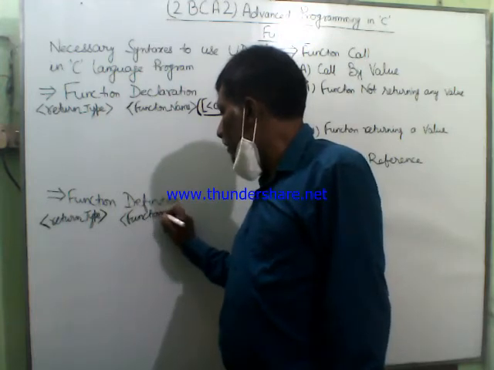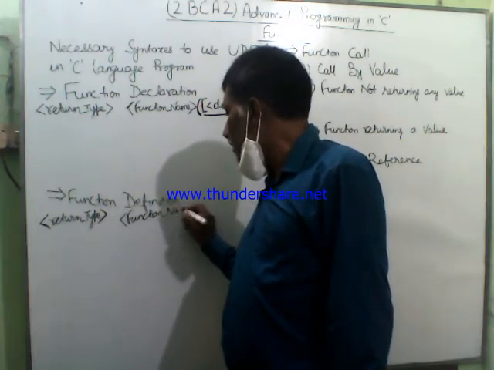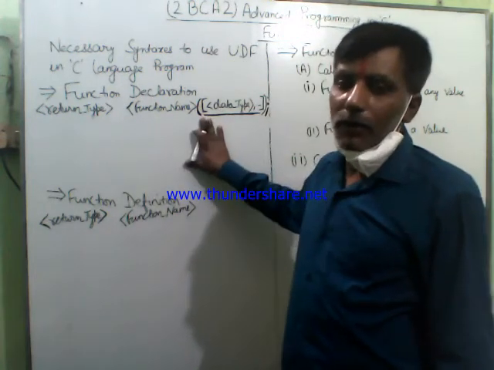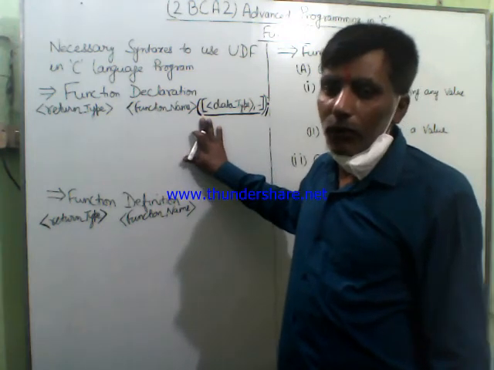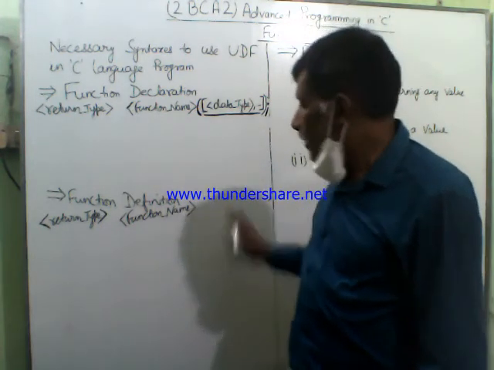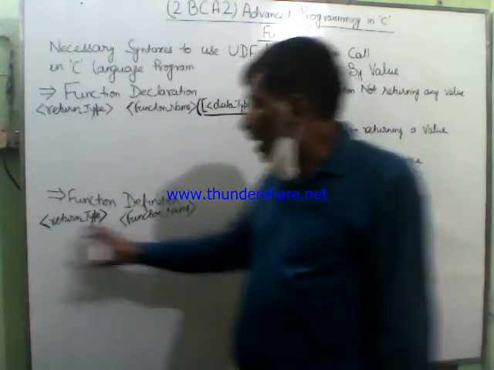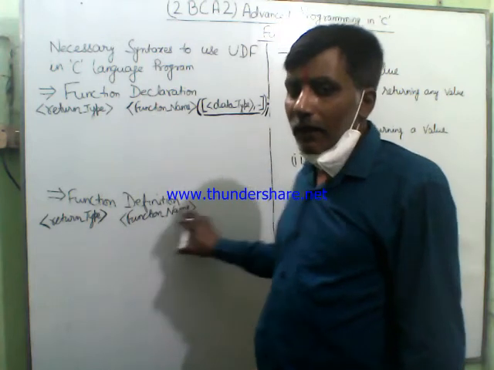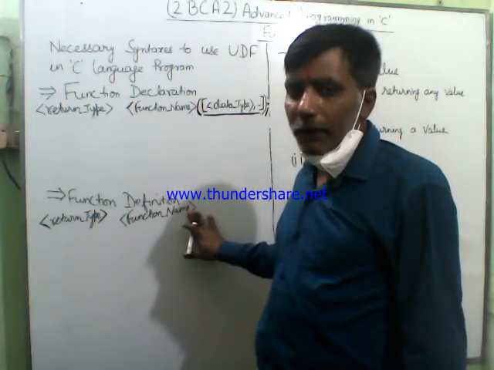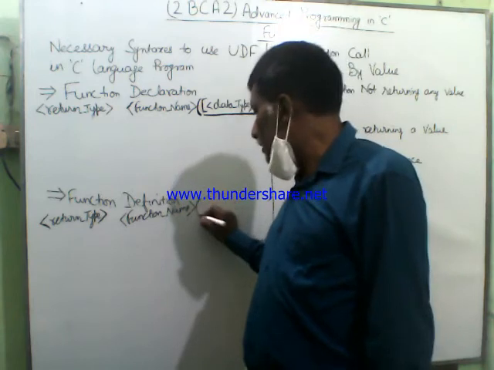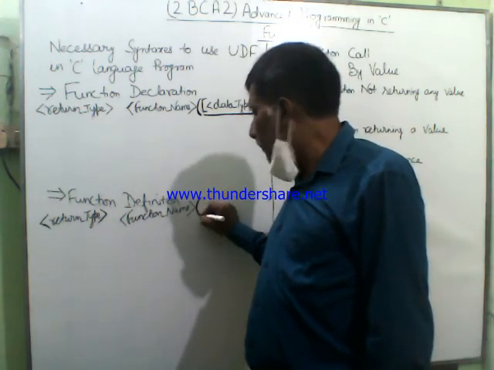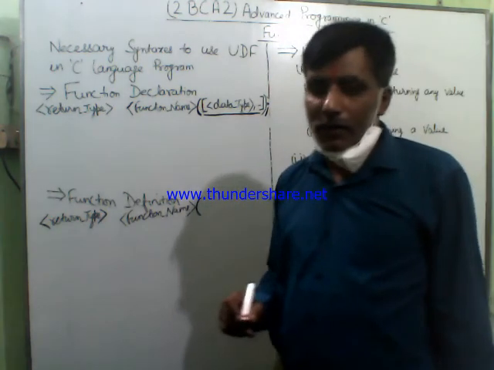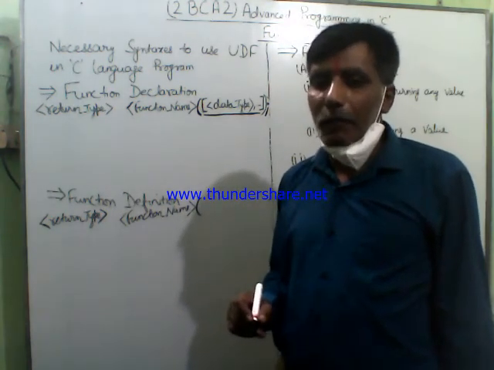Remember, you have to write here the same name of the function that you have written while performing the function declaration for the user-defined function that you are going to use in the C language program. Now, after writing the return type, leaving a blank space, and then writing the name of the function, you have to open the parenthesis, and within the parenthesis, you have to declare the parameters.